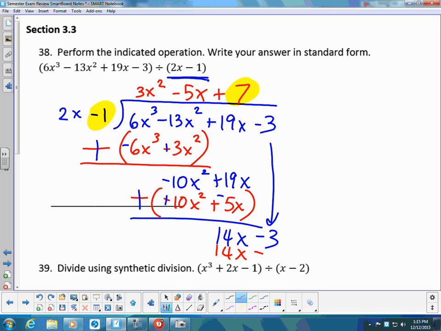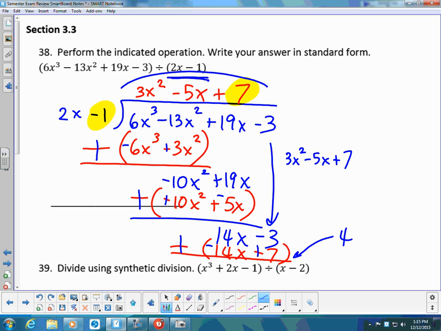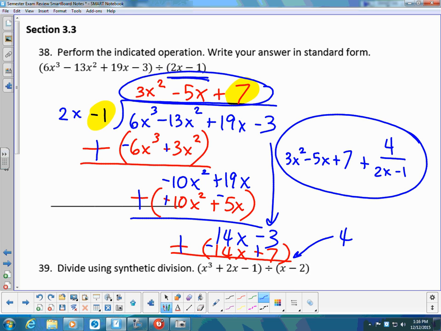I get a minus 7, and so I'm going to put a big parentheses around this and subtract. I'm running out of room here, but when I change this to addition, change that to a negative, change that to a positive, it looks like my remainder turns out to be, can't squeeze it in there, but the remainder is 4. So my final answer for this division problem would be 3x squared minus 5x plus 7, that's our quotient, plus our remainder of 4 over our divisor. And so this is going to be our answer for problem number 38.